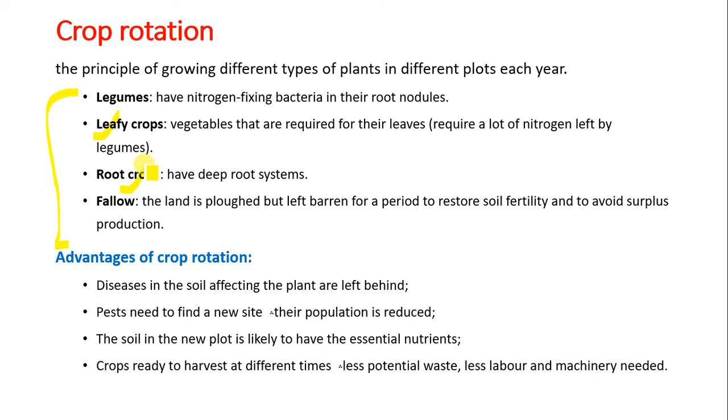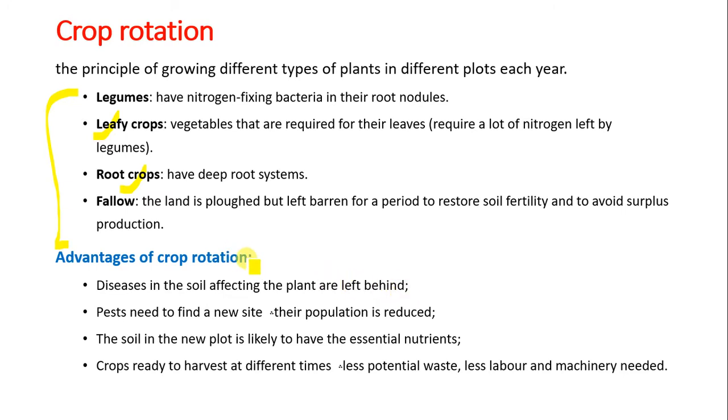Then you can follow that with the land being plowed but left barren for a period to restore soil fertility and to avoid surplus production. So these are things you can do on a single plot and to rotate it in order for you to maintain the soil fertility and improve the crop production in the long run.